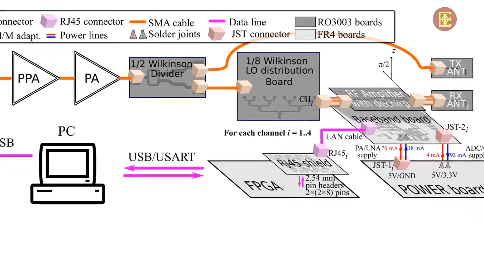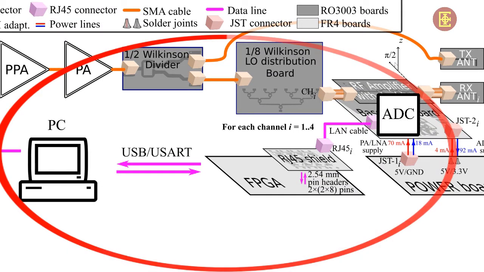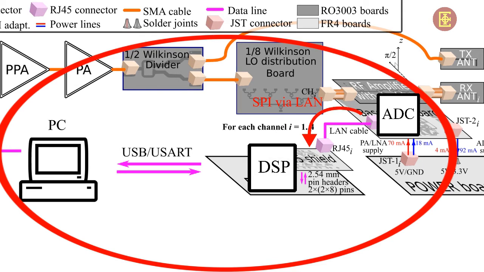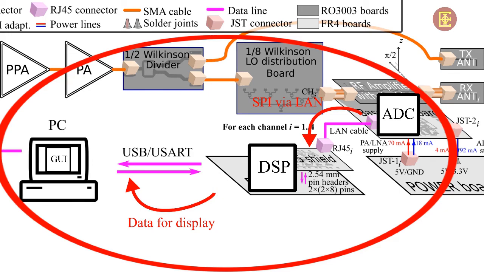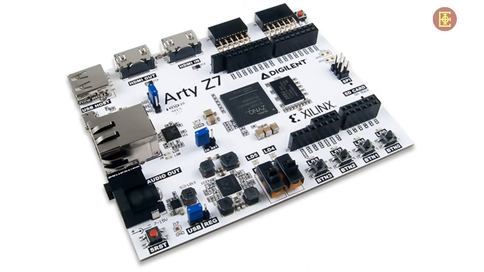It is the job of the digital portion of the system to interface with the ADCs, process the signal coming from the mixers and send it to a PC where it is presented to the operator via a GUI application. The digital system is implemented on RTZ7-20, a hobby-oriented development board built around Zynq 7000 FPGA.